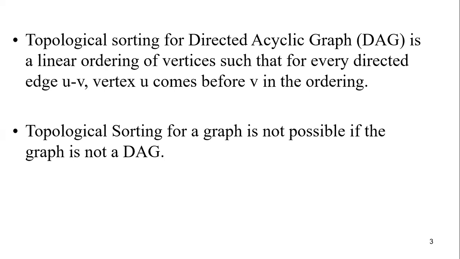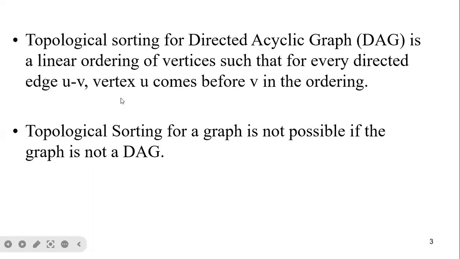Topological sorting is done for a directed acyclic graph, that is, the graph should be directed as well as acyclic. That means there should not be any cycle formed in the graph. It is the sorting of the directed acyclic graph in a linear order of the vertices such that for every directed edge UV, that is from U to V, the vertex U will always come before the vertex V in the ordering. So if I have an edge from vertex 1 to 2, then in the ordering, vertex 1 should come first, and later vertex 2 should come. So that is topological sorting.